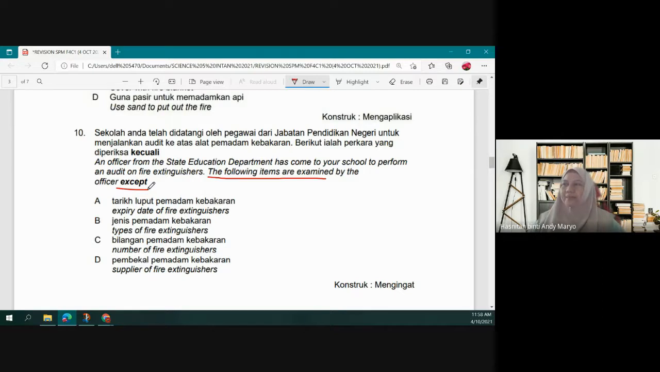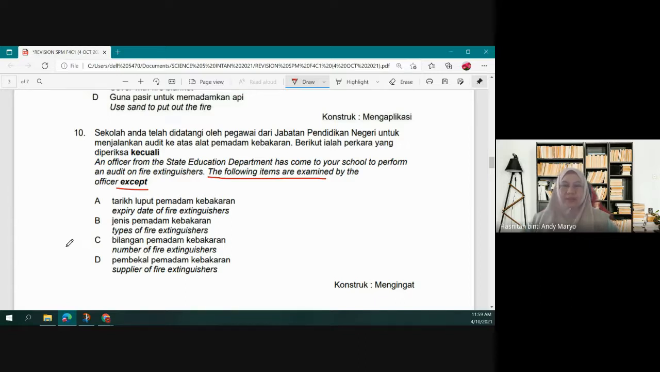Okay, which one? Which item is not going to be examined by the officer? Mana yang dia takkan semak? Is it the expiry date of the fire extinguisher, or the type of the fire extinguisher, the number of fire extinguisher, or the supplier of the fire extinguisher? Which one do you think is not an important item? Mana yang tak penting, tak check pun tak mengapa, no problem. Anyone? Number 10. Okay.